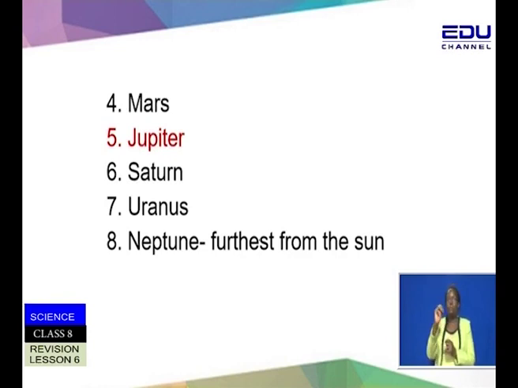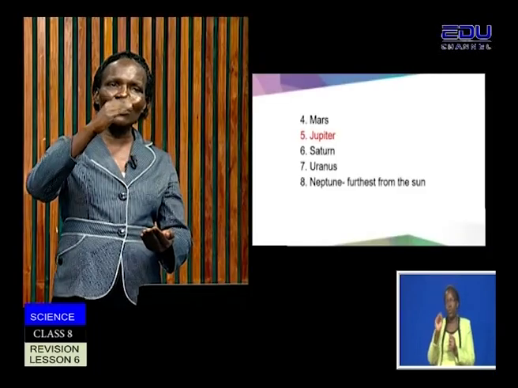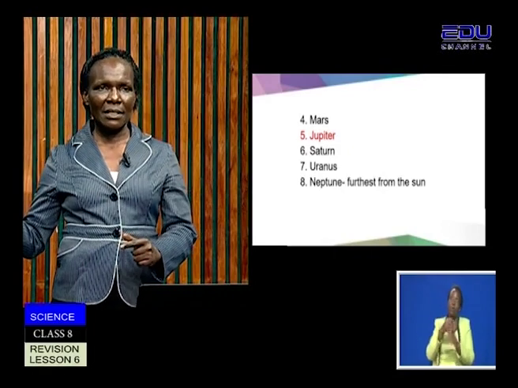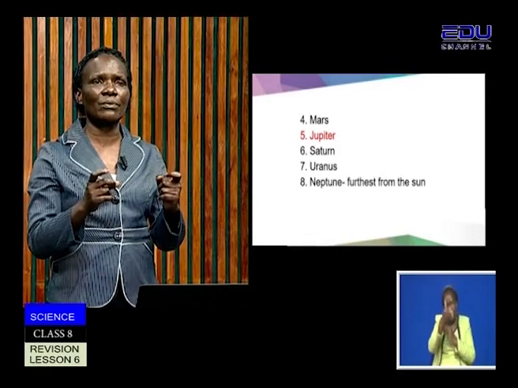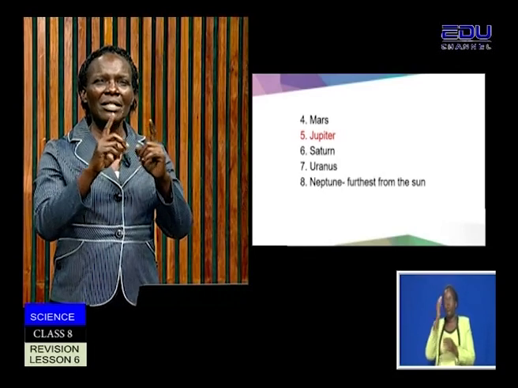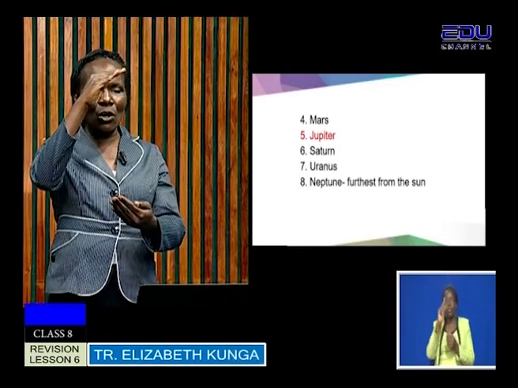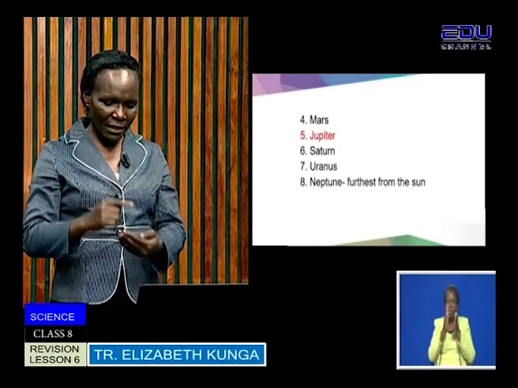And then number 7, we have Uranus. And then the last planet is Neptune, which is the farthest from the sun. So as you number them, you are numbering from the sun to the farthest. That you have to take note of before you even think of answering the question. You have to note the arrangement, the order from the sun.